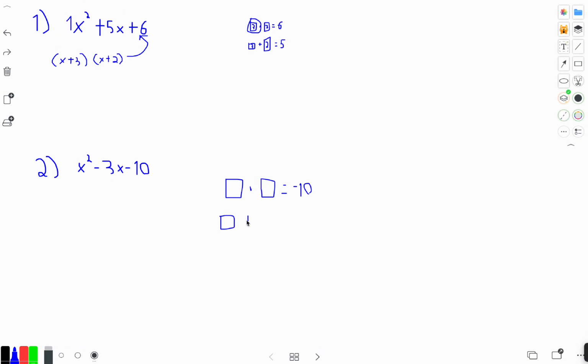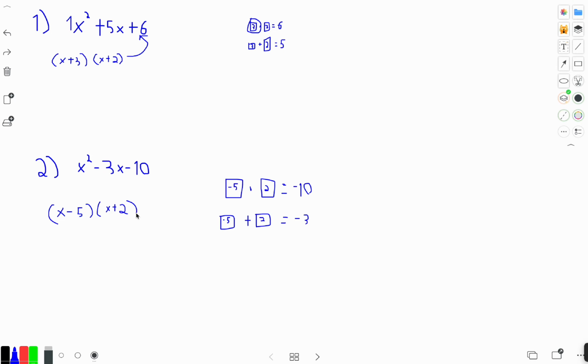For now, I recommend you guys draw these boxes for every single problem, but as you progress further into math, you can do most of factoring in your head. I would even say all of it. So now, two numbers that multiply to negative 10, we can have negative 5 and 2. If we add up negative 5 and 2, we get negative 3. So you see, we got it on our first try. So we would have x minus 5 this time, and x plus 2. Okay, so far so good. This has been very simple.